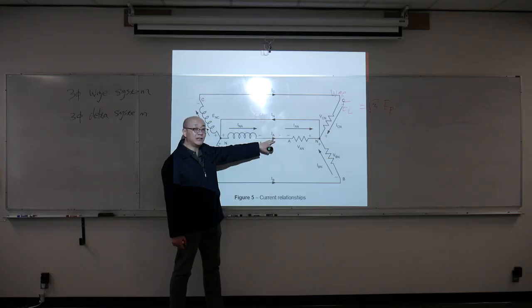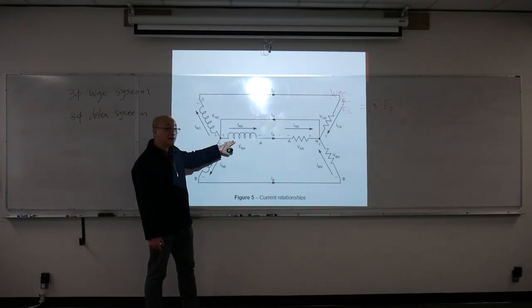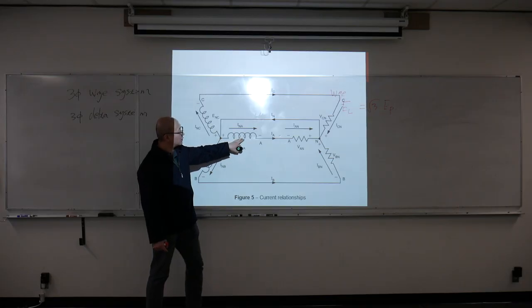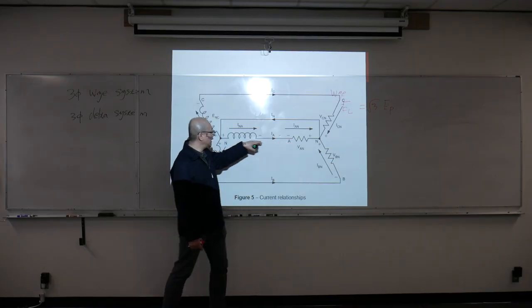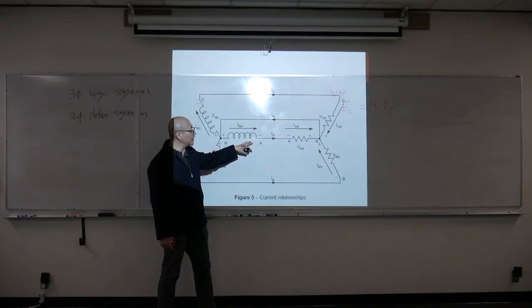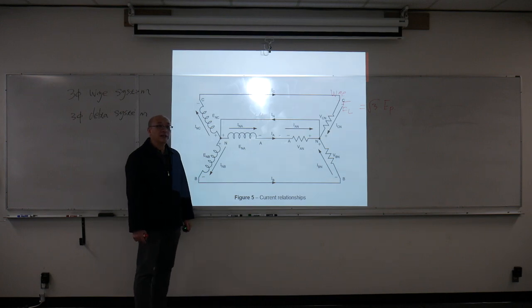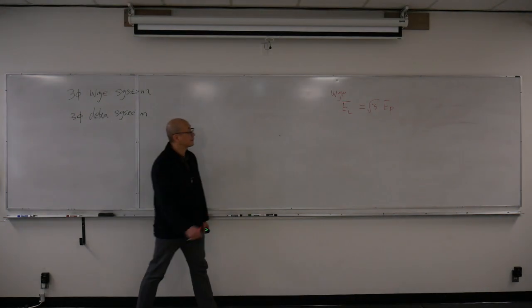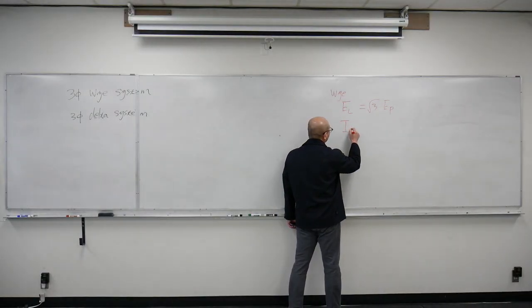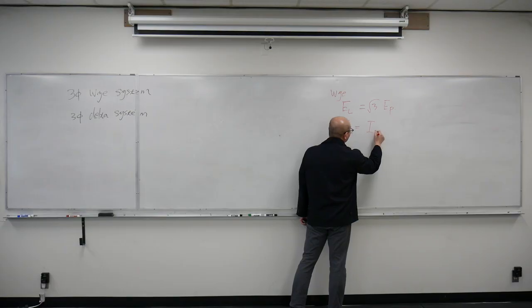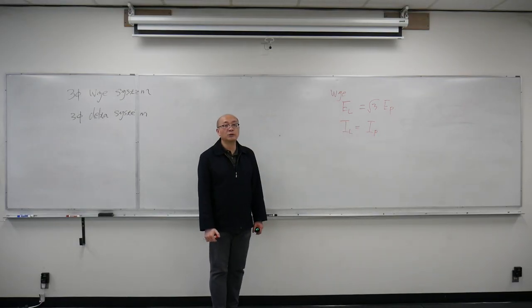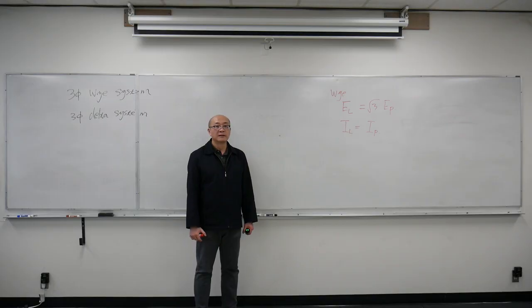So this path in the center is the line. Here I only have one path. My source, my line, and my load are connected in a series circuit. In a series circuit, the current is the same. So the current relation in a Y system is that line current equals phase current. We're just going to cover the Y system up to here. If you have a question, ask. In the next lesson, we're going to cover the delta system.